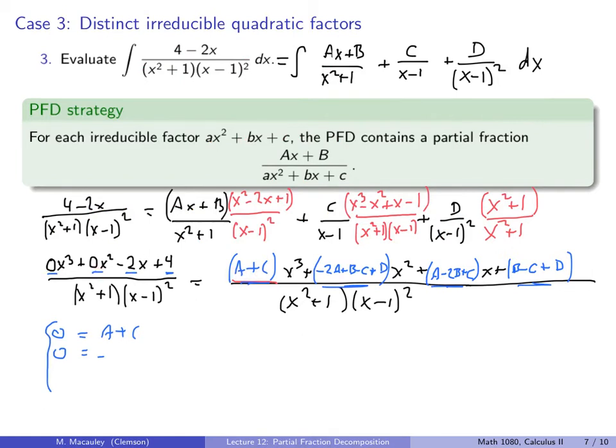Now this 0 has to equal that creature. Negative 2a plus b minus c plus d. Next, this negative 2 has to equal that, so negative 2 equals a minus 2b plus c. And finally, we have 4 has to equal that, so 4 equals b minus c plus d.